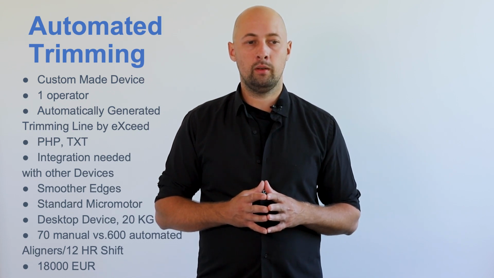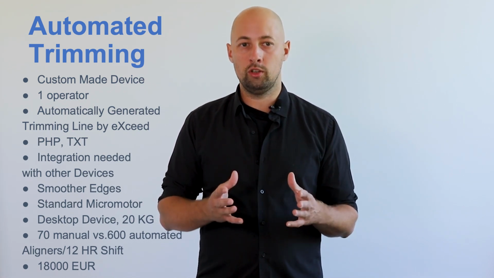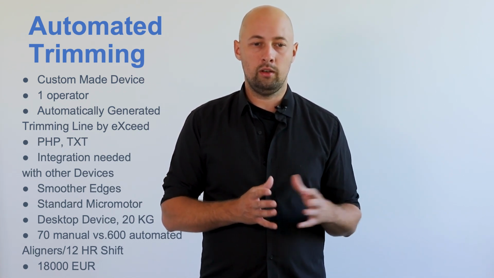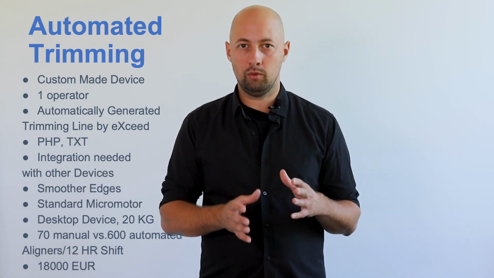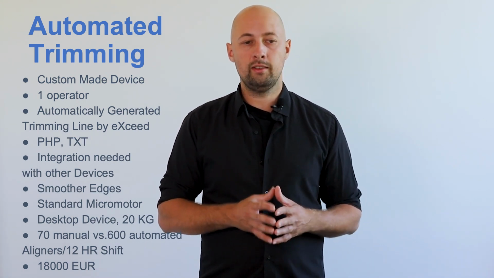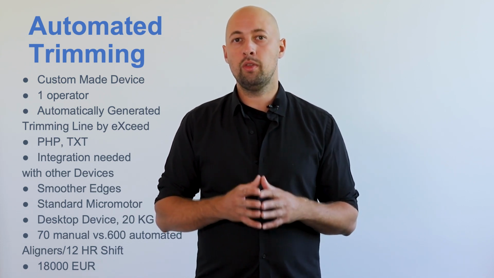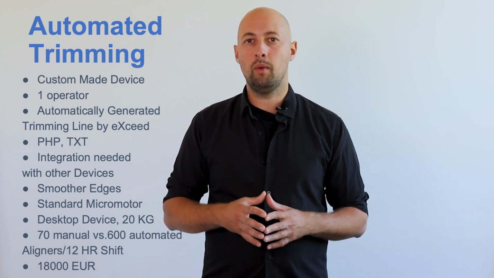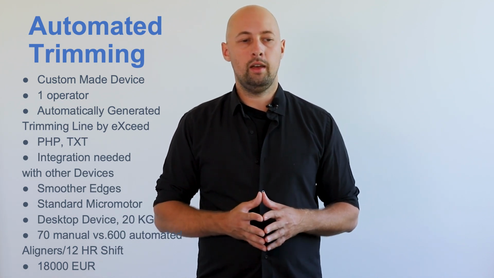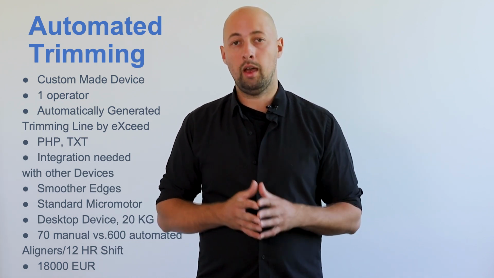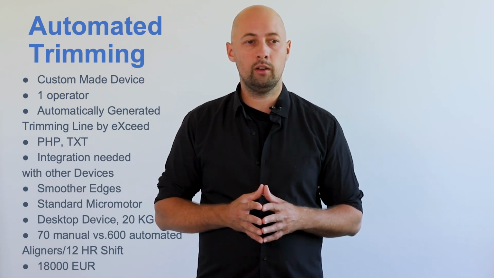But you also need to do some polishing. So 70 aligners for 12 hours, it's also already with the polishing. And 600 produced aligners with the trimming device, it's without polishing. So you will need also the automated polishing device. And I will talk about it a little bit later.